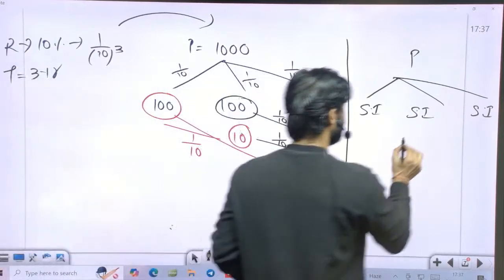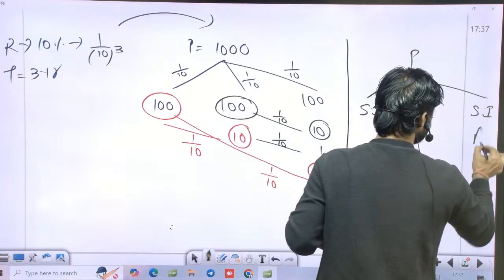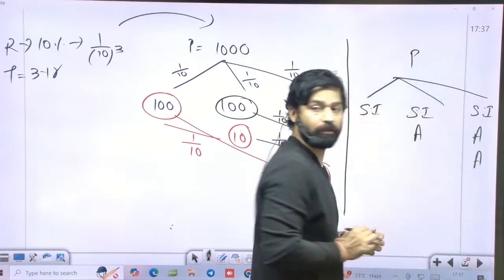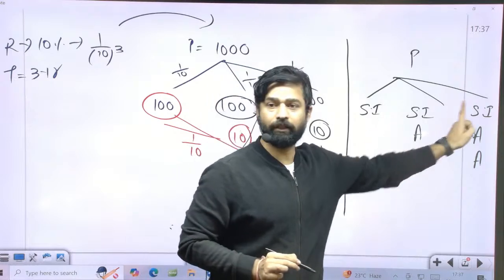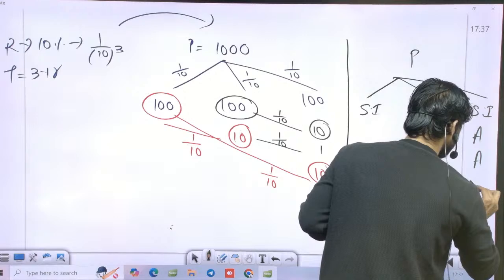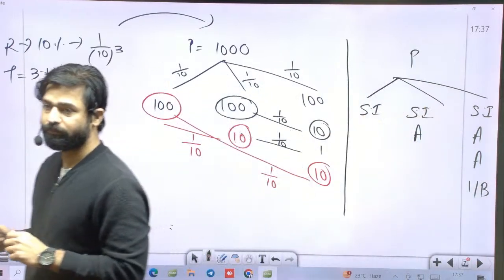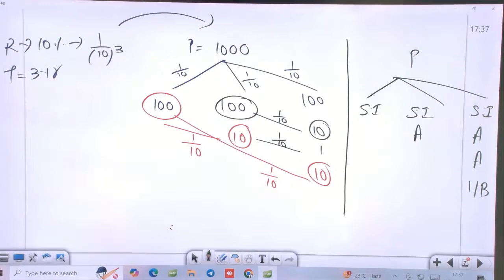So we can take it like one value we have in the second year and we have two values in the third year. So this is A and A. One different value in this one, it can be 1 and B. This is the tree for 3 years. Write it. In very simple terms, we can understand the tree.